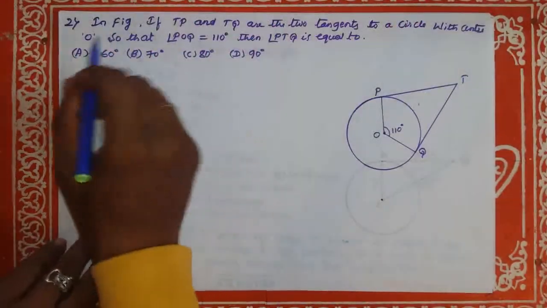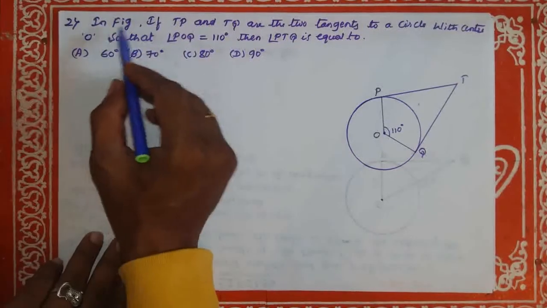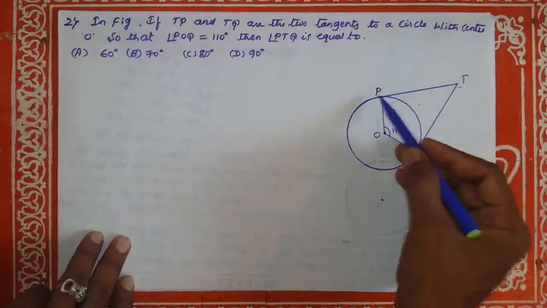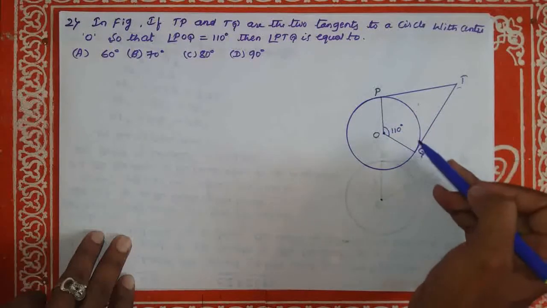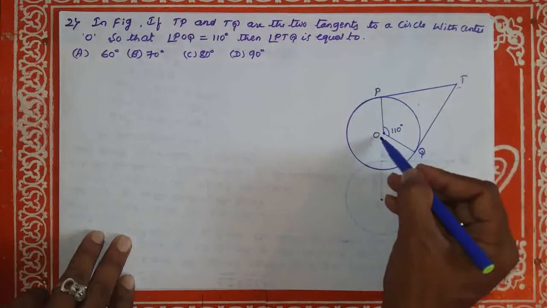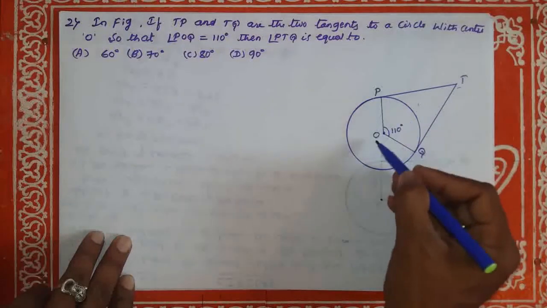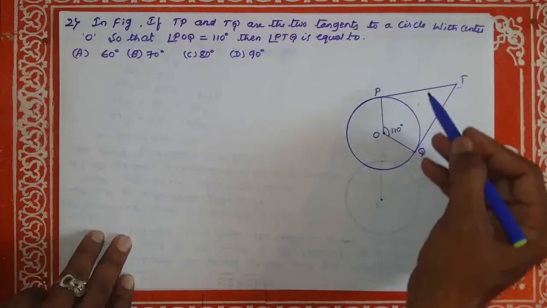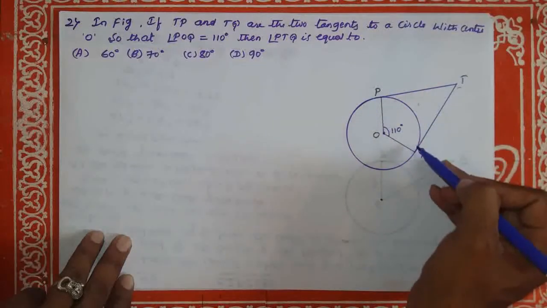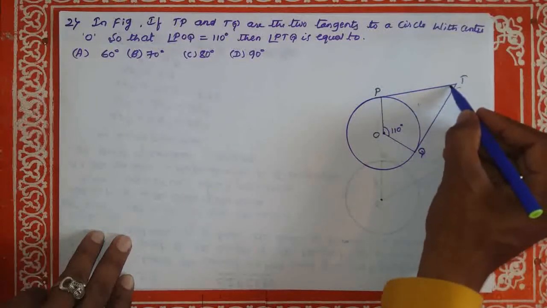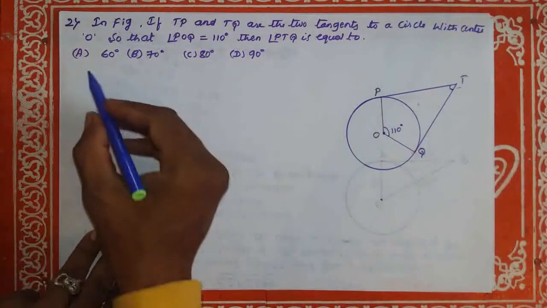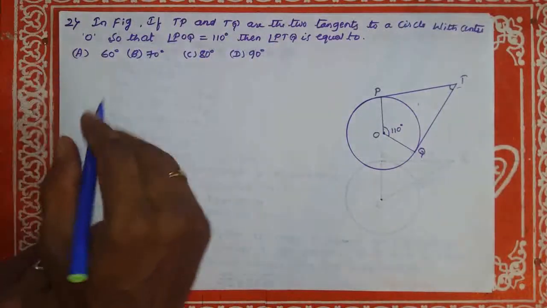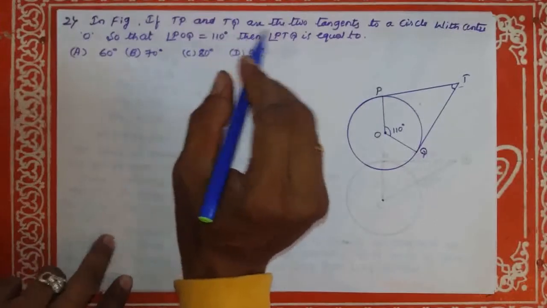Dear students, now let us discuss the second question. In the given figure, TP and TQ are the two tangents to a circle with center O, so that angle POQ is equal to 110 degree. Then we need to find angle PTQ. The options given are 60 degree, 70 degree, 80 degree, and 90 degree. Also we have to justify.